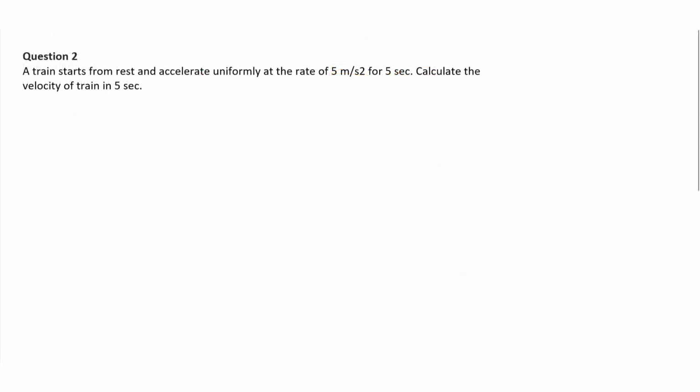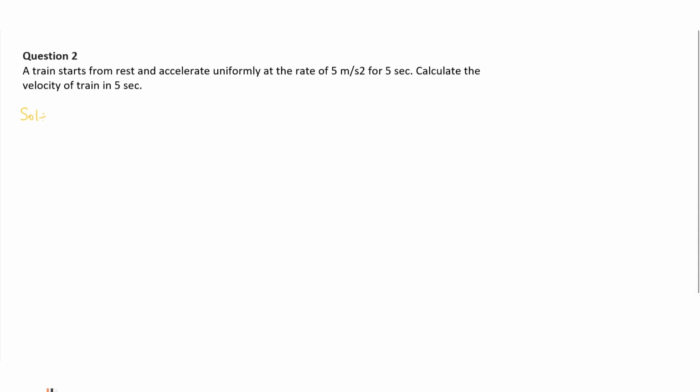Okay, here's our second question. It states that a train starts from rest and accelerates uniformly at the rate of 5 meter per second square for 5 seconds. Calculate the velocity of train in 5 seconds. Okay, so on the basis of the given data, I'll have to first interpret what is given.